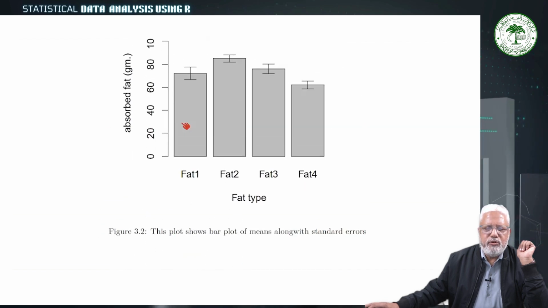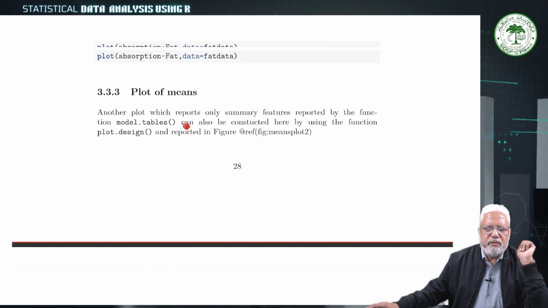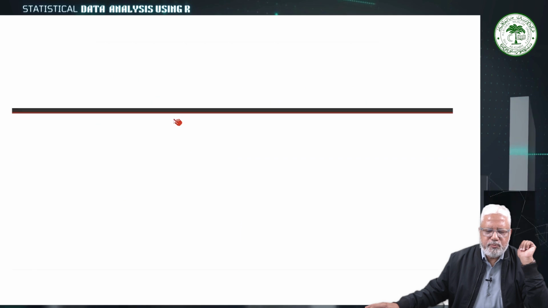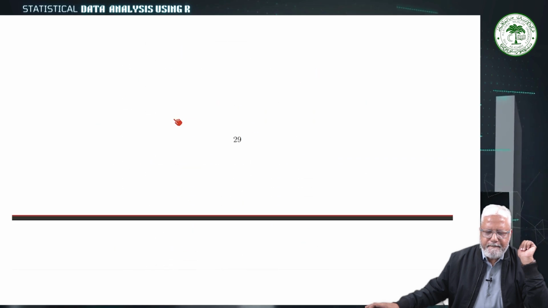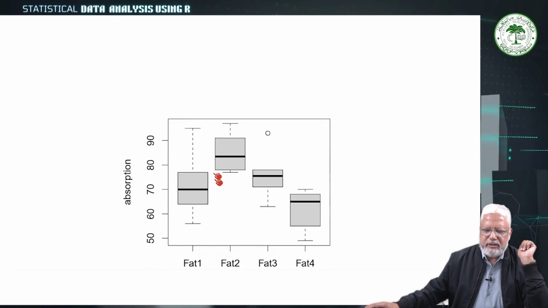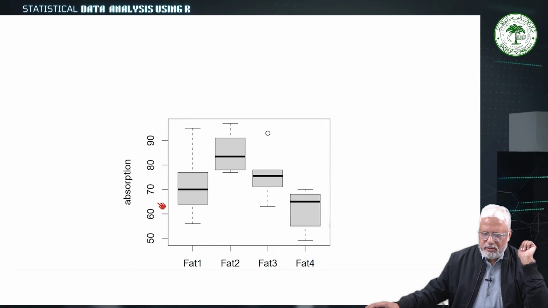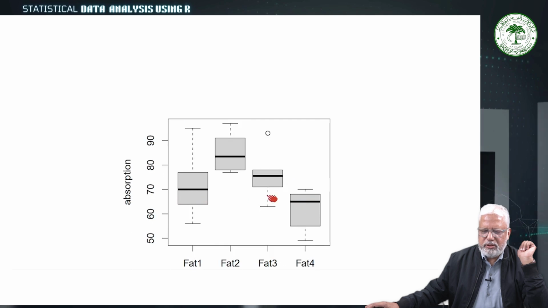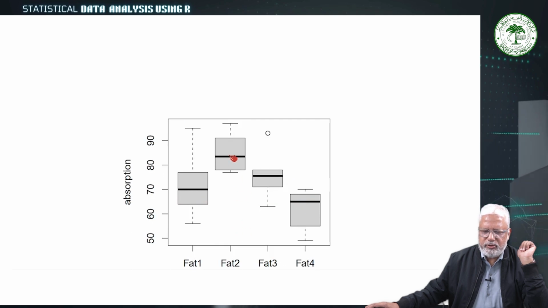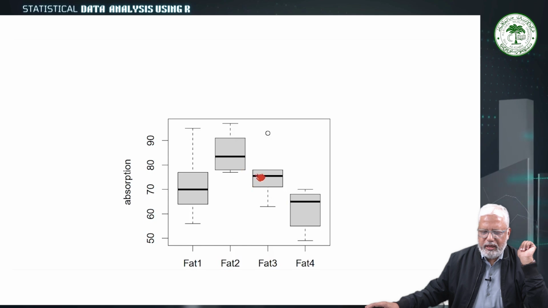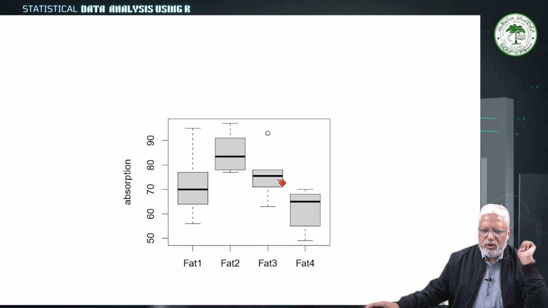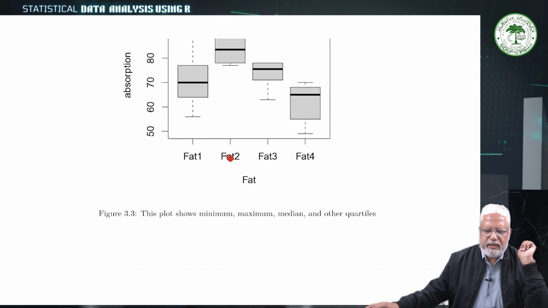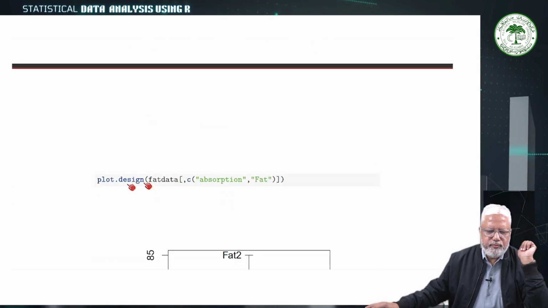Before that we have used plot of absorption versus fat. So this gives a box plot. Here fat 4 gives the least absorption, whereas fat 2 gives the highest absorption, followed by fat 3 and fat 1, which are close. So these three are closer, whereas they differ with fat 2, and that has been depicted in the analysis also.